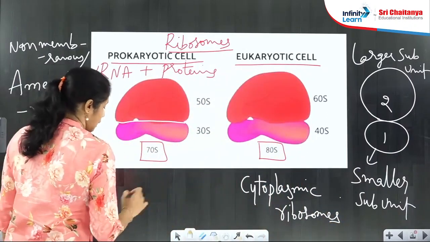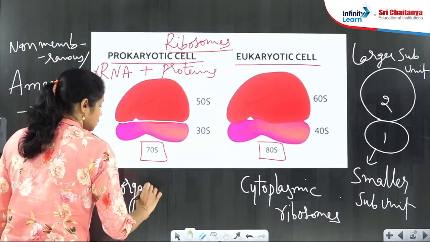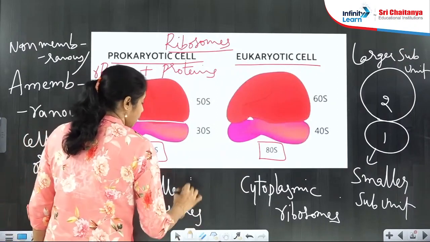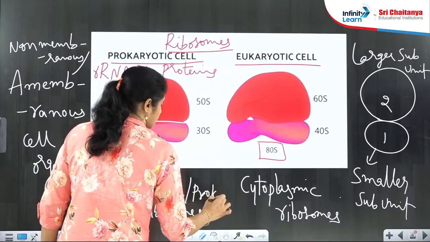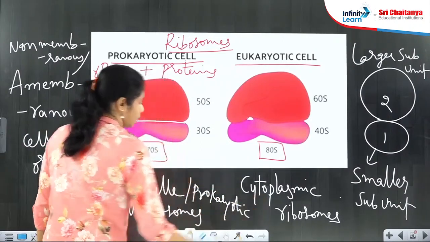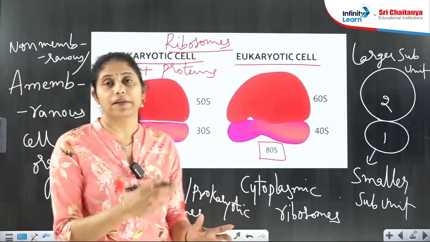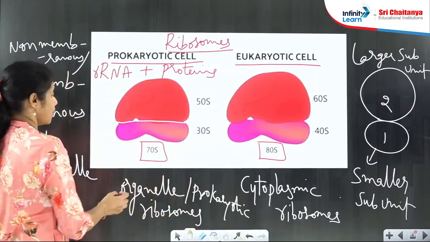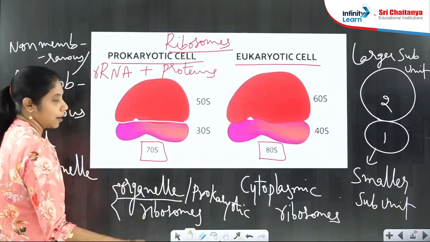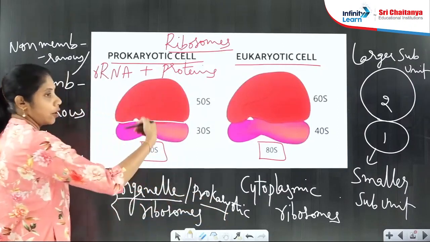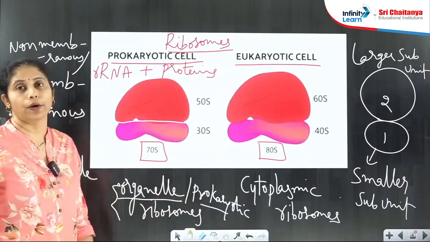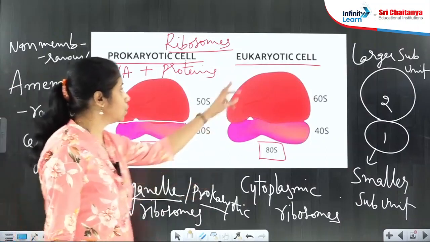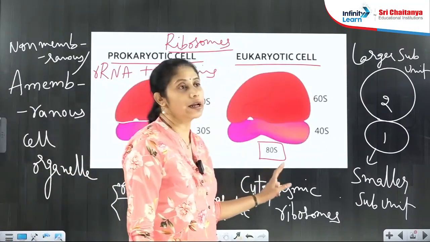Whereas 70S ribosomes are called organelle ribosomes or prokaryotic ribosomes, because 70S ribosomes are present in the mitochondria and chloroplast. So they are called organelle ribosomes. And they are the only type of ribosomes present in the prokaryotes, so they are called prokaryotic ribosomes. So prokaryotic or organelle ribosomes are 70S, whereas eukaryotic and cytoplasmic ribosomes are 80S.